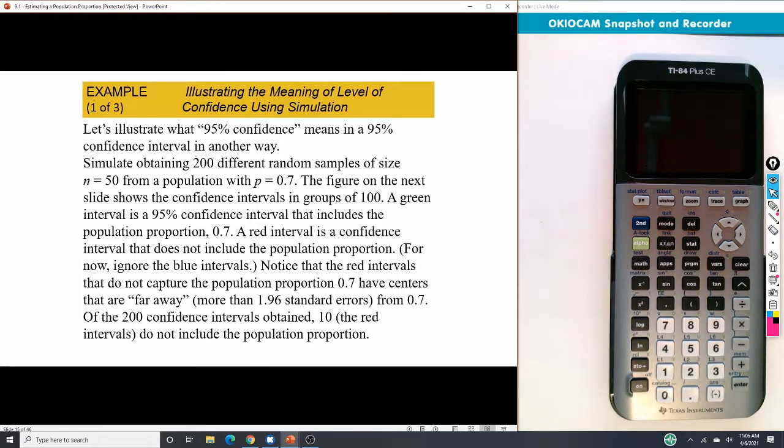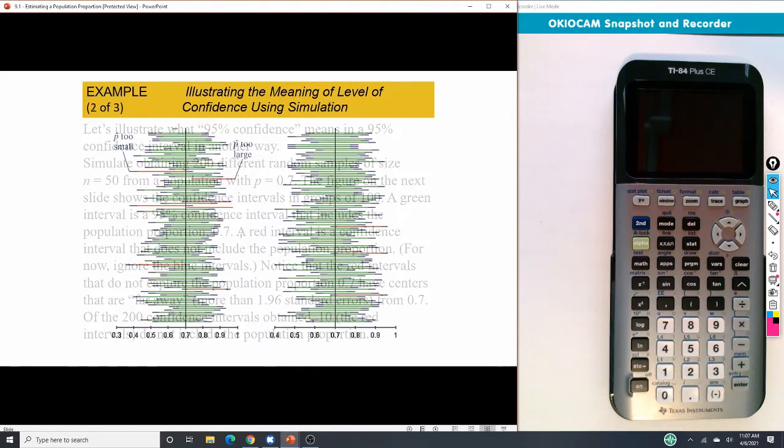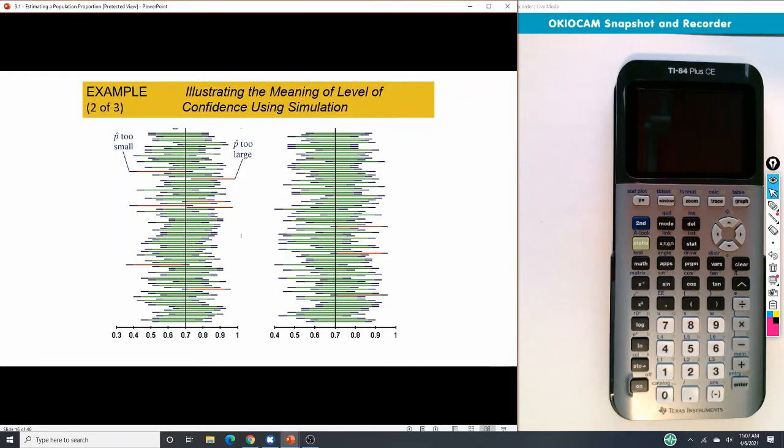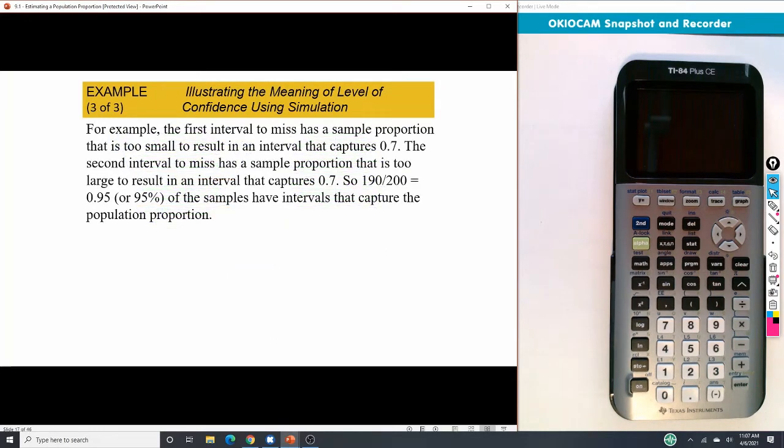All right, so we're going to move to this next slide in just a moment. And so the green intervals include the population proportion. The red do not, okay? And so we would see, as we did this simulation here, that anywhere we have a red dash, the population proportion is actually not in that interval, because it's either too small, being on the left-hand side, or too large, being on the right-hand side of our line of 0.7 for those. And so there's not very many of those because we're going to have a pretty big confidence interval there.